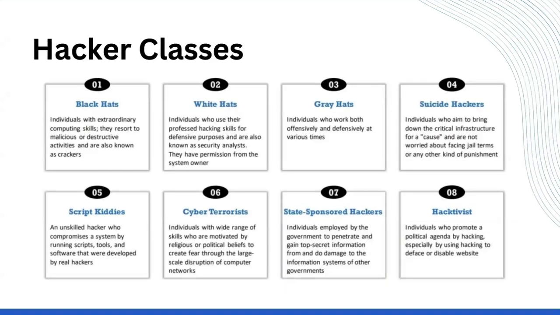Let's move on to another one. In the last session, some students asked, and we discussed the types of hackers. We said we have black hats, blue hats, and white hats. Well, you're wrong, there's actually more. As you can see, there are 13 classes of hackers: black hat, white hat, gray hat, and suicide hackers. Suicide hackers are individuals who aim to bring down critical infrastructure for a cause and are not worried about facing jail terms and so on. You can read them there.